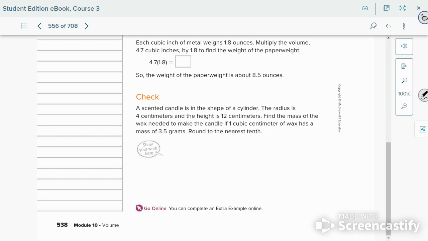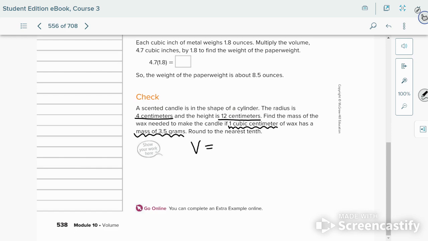A scented candle is in the shape of a cylinder. The radius is 4 centimeters and the height is 12 centimeters. Find the mass of the wax needed to make the candle if 1 cubic centimeter of wax has the mass of 3.5 grams. Okay, so again, each cubic centimeter of wax has a mass of that. So every cubic centimeter, it's going to be a multiplication issue.